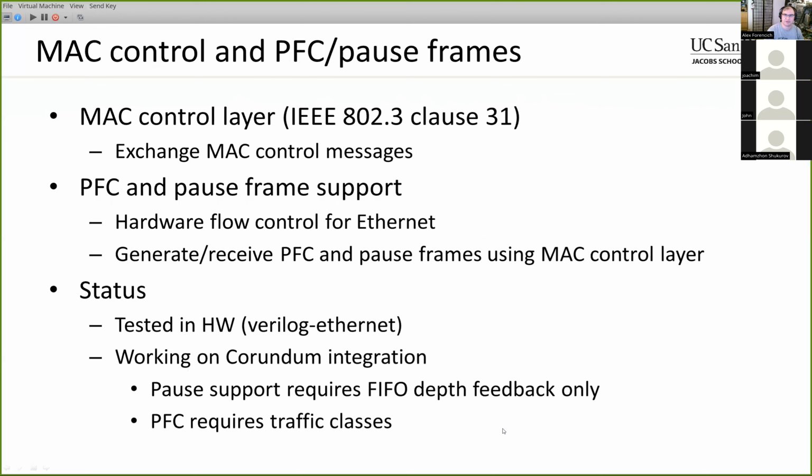All right, so Mac control and PFC pause frames. For those of you not aware, I think everybody on here is going to be aware of these, but the Mac control layer is for exchanging Mac level control messages just between ends of the link. They're not supposed to be forwarded by switches or interpreted by the networking stack sitting behind the Mac. So these are mainly used for PFC and pause frames. PFC is a priority level flow control setup that allows you to pause individual priority levels, and then pause frames just pause the flow for the entire link.